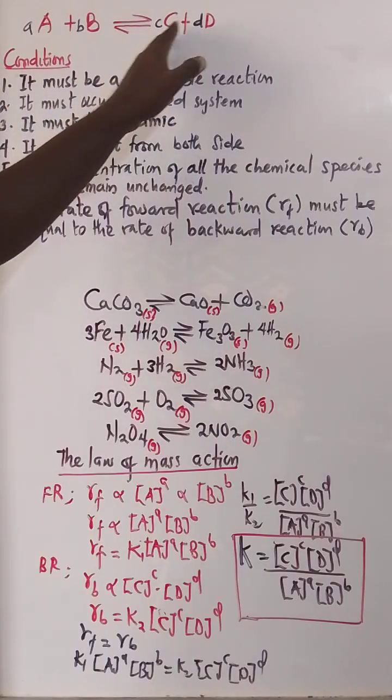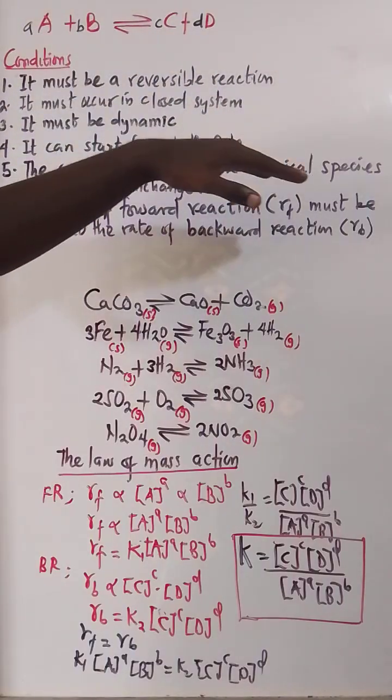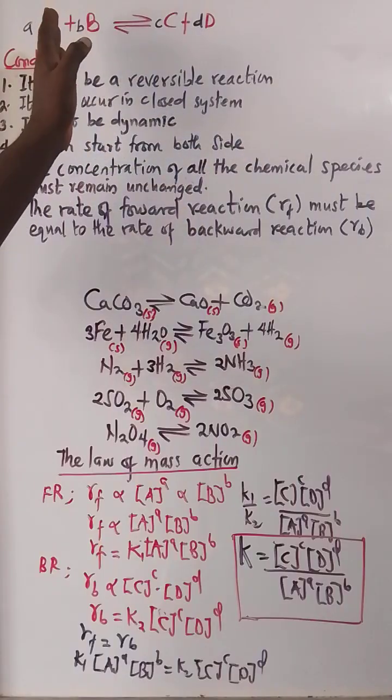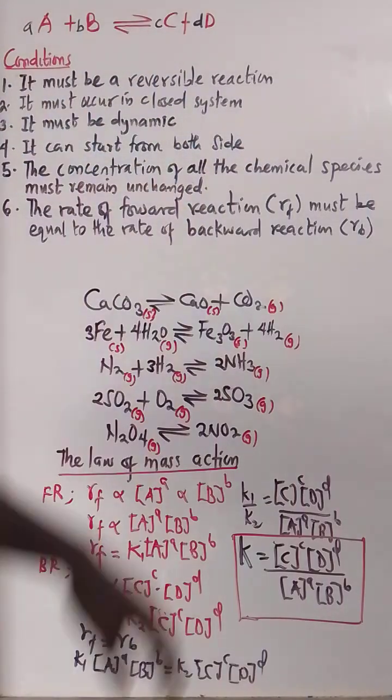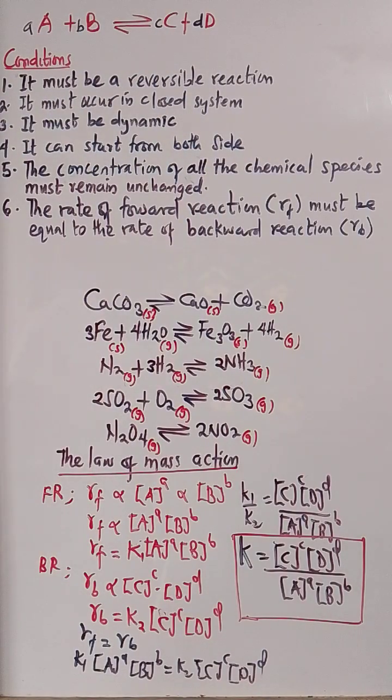So in that case, if you are removing C and D, the position will shift to the right, so that we also use up A and B to form more C. And this will lead us to the next thing, which we call Le Chatelier's principle.